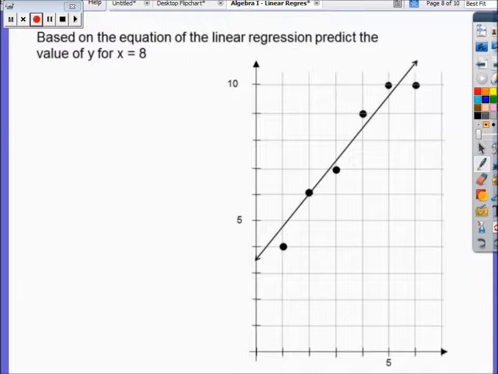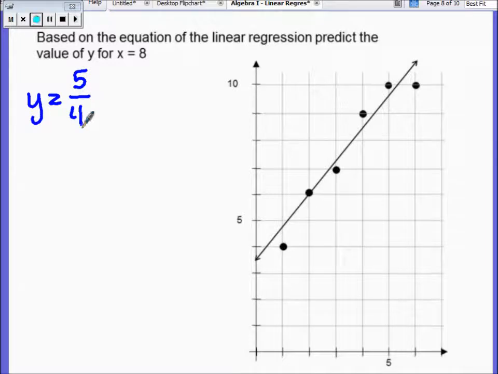All right, and this is the final step of using lines of best fit. The reason we want to make up this equation, our line of best fit equation, which we determined was y equals 5 over 4x plus 3, is to use this equation to predict things. It says, based on our equation of the linear regression, predict the value of y for when x equals 8. So all you have to do is take x equals 8 and plug that into your equation.